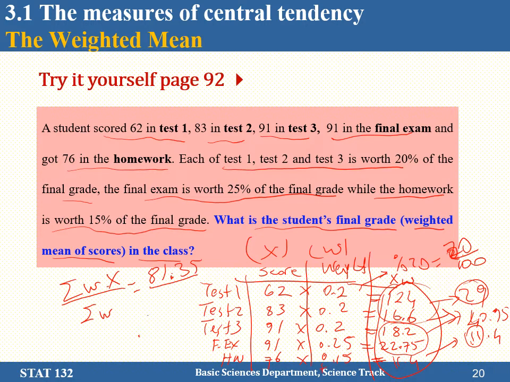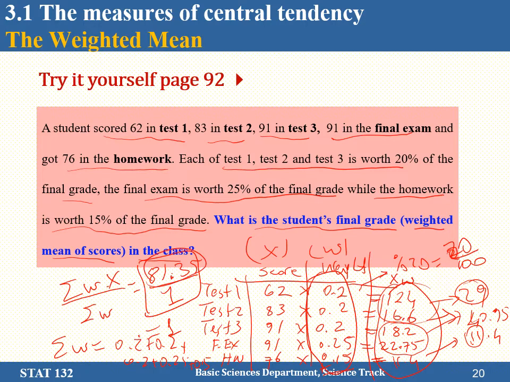And when you add all the weights here, they make 1. So the weighted mean of scores, or the student's final grade, will be 81.35 over 1. So this is 1, so it doesn't affect the result. This is 81.35.